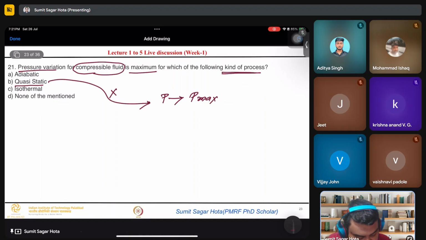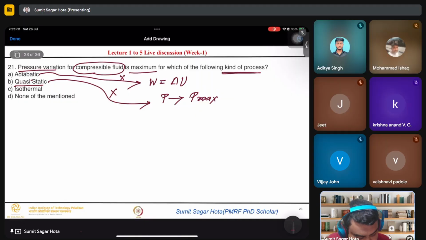And in an adiabatic process, heat transfer is equal to zero. That means if you apply the first law of thermodynamics for the adiabatic process, your work will be only equal to the internal energy, delta U. So there is no way the pressure can be maximized. So this is also not a choice. So yeah, isothermal can be a process.